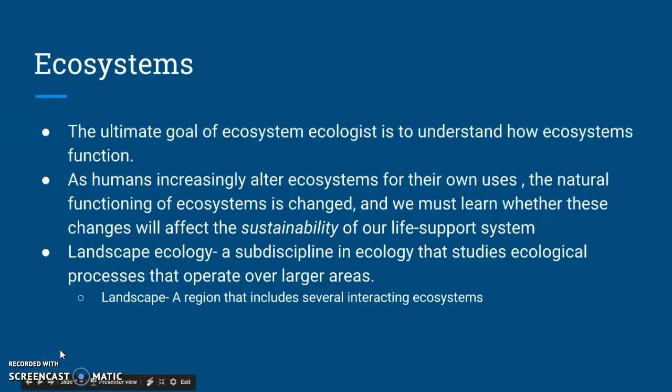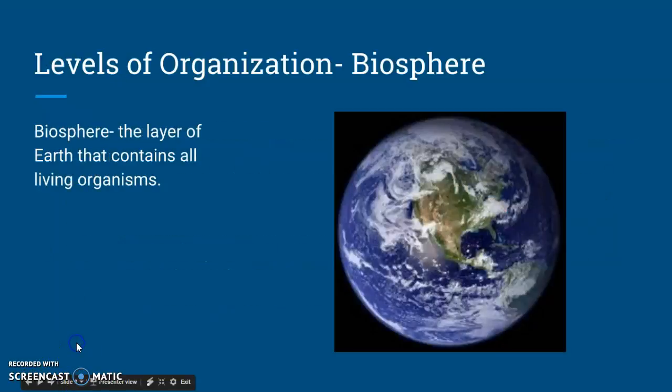is the fact that we have to sustain life through our ecosystems, and our changing these ecosystems can alter what we need from the ecosystems. We need those nutrients. We need the food that it might produce. So if we alter the circle of life too much, then we alter what we're using. So landscape ecology is a subdiscipline in ecology that studies ecological processes that operate over large areas, and a landscape is a region that includes several interacting ecosystems.